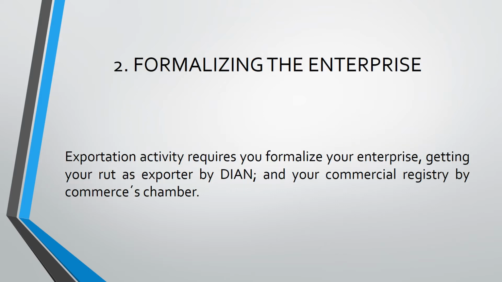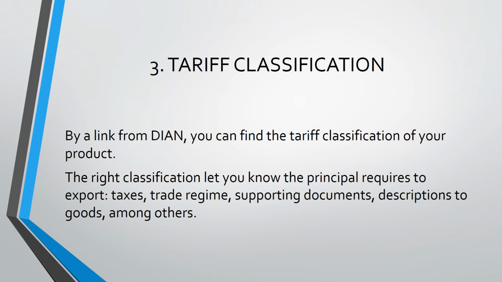Second, formalizing the enterprise. Exportation activity requires you to formalize your enterprise, getting your RUT as exporter by the DIAN and your commercial registry by the Chamber of Commerce. Third, tariff classification. By a link from the DIAN, you can find the tariff classification of your product. The right classification lets you know the requirements to export: taxes, trade regime, supporting documents, description of goods, among others.